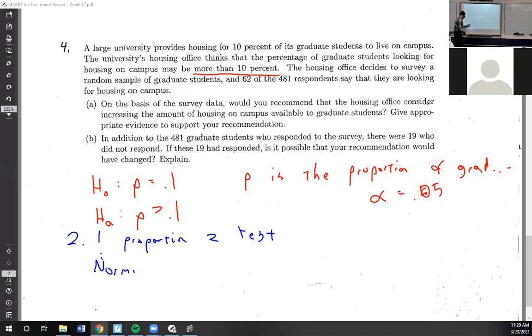to check our normal condition, we would check n times p naught, and n times 1 minus p naught. Remember, our whole distribution is assuming the null hypothesis is true. So our n times p naught would be 481 times 0.1. I don't use p hat until I get to step 3. That's 48.1, and then this one's also going to be at least 10. And that's what you would check for your normal condition.